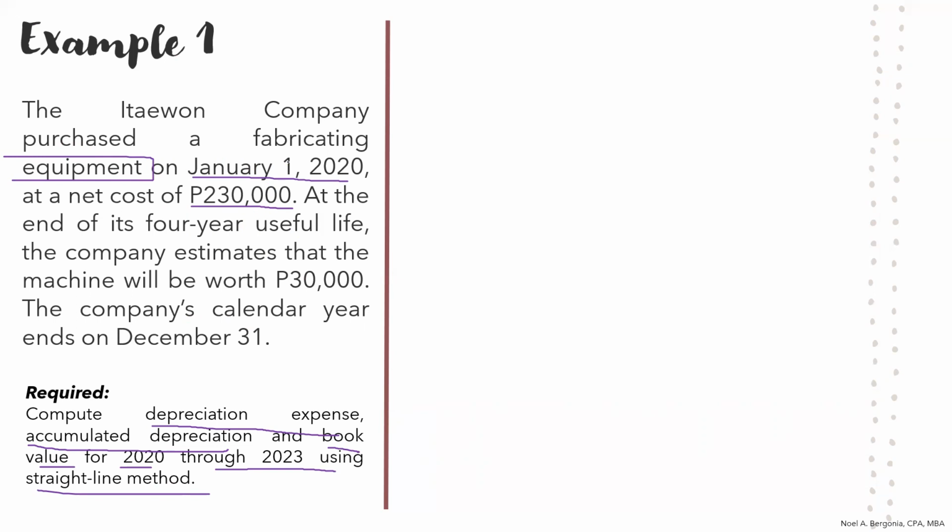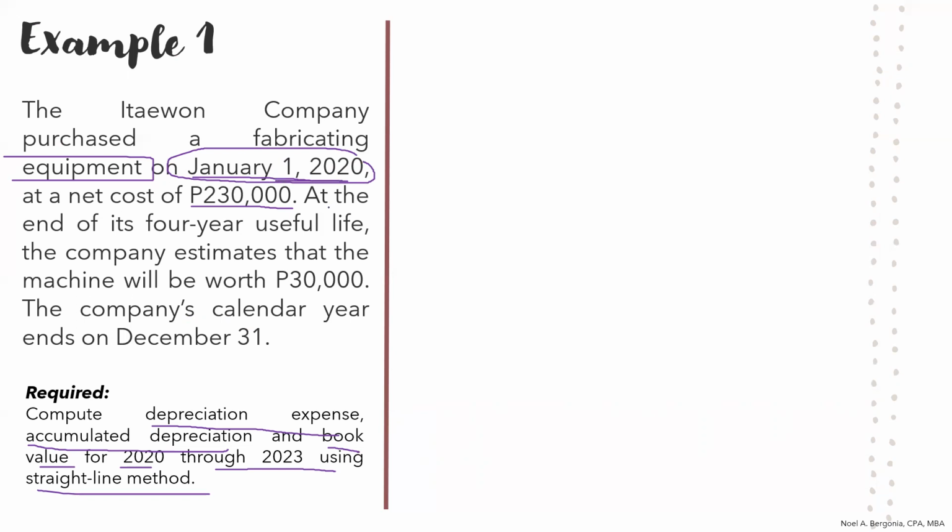Tapos, tatanungin niyo, sir, kailan ulit mag-start yung depreciation? Anong sabi kanina? Once it is available for use. Wala namang ibang date, di ba? So, January 1 lang yung nakalagay at the time of purchase. So, it means most likely that that is already the assumed date when the fabricating equipment is available for use. Okay, so magsisimula yung depreciation natin ng January 1 unless there are other data stated.